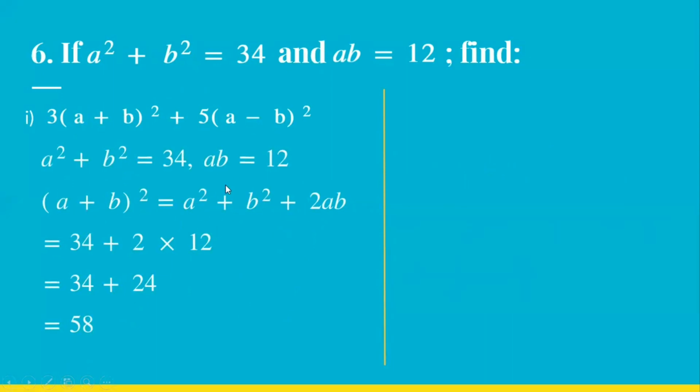The value of a square plus b square is 34. We put it over here. And the value of ab is 12. 2 into 12 is 24. So 34 plus 24, we get 58. So a plus b the whole square, we got 58.